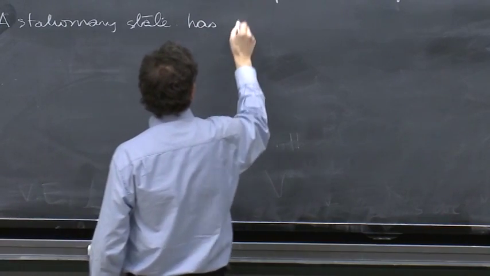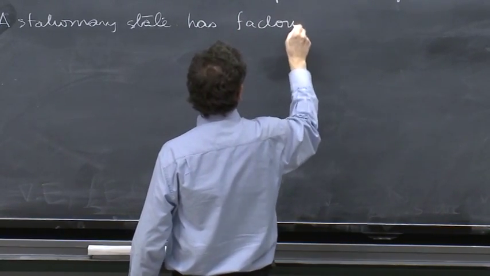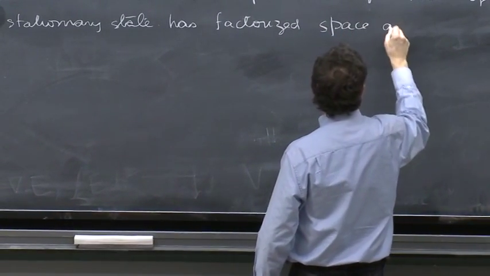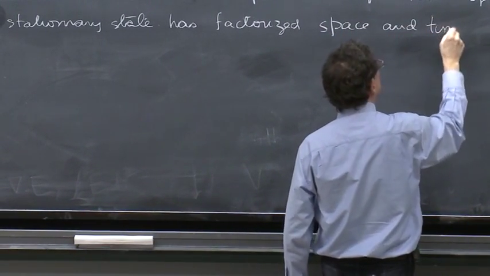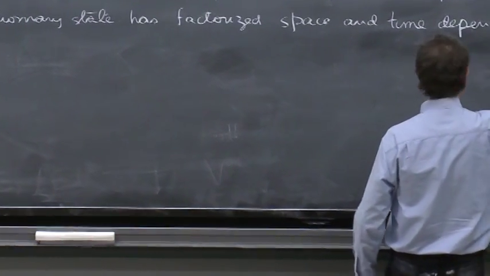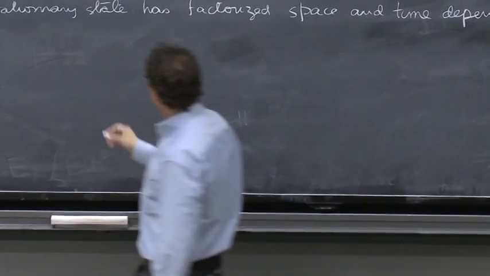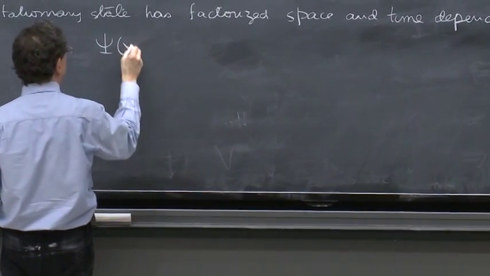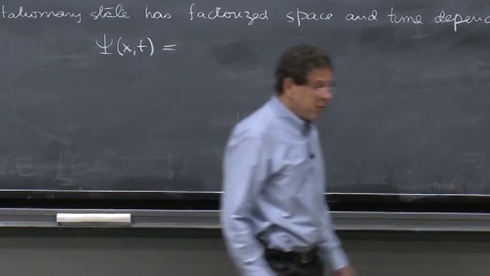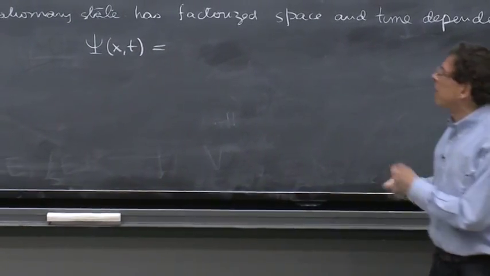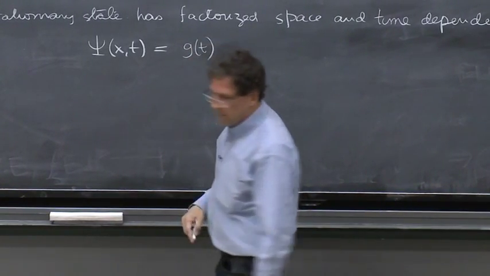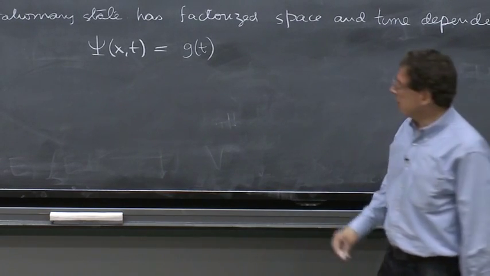has a factorized space and time dependencies. So this psi of x and t is a stationary state if you can write it as a product of a function of time times a function of position.